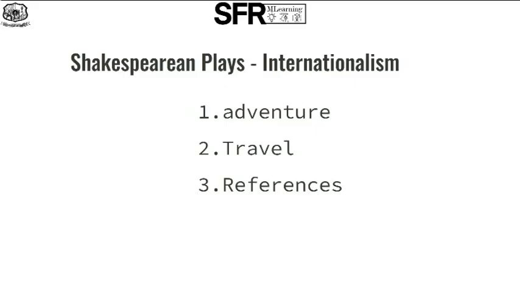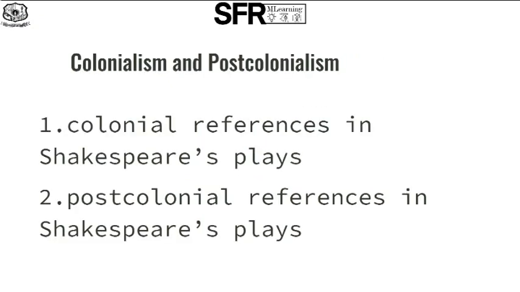Another topic which I am mentioning in today's lecture is internationalism in Shakespearean plays. For example, the theme of adventure, travel, and references to global places in the plays support the international perspective, the global view of Shakespeare. The next topic is colonialism and post-colonialism: colonial and post-colonial references in Shakespeare's plays. In The Tempest, Caliban becomes a colonial subject, whereas later he gets rescued. In the play, one can find trends of colonialism and post-colonialism.